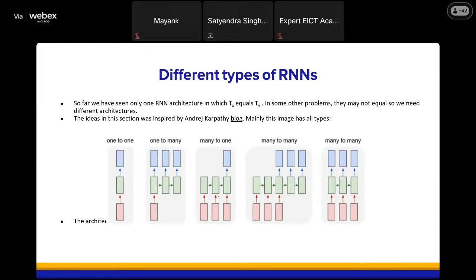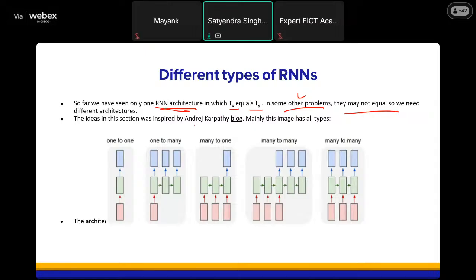Right now the example that we have seen is of only one RNN architecture, where your Tx is equal to Ty, so you have input and output having the same length. However, in some other cases, they may not be equal. So you might need a different architecture for it.